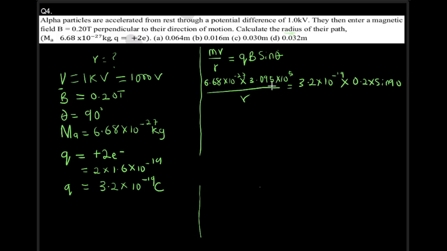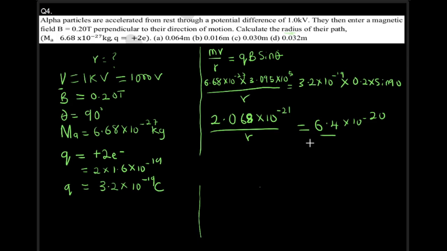So at the end of the day, our numerator will give us 2.068 times 10 to the power of minus 21 all over r equals, on the right hand side we're going to have 6.4 times 10 raised to the power of minus 20.